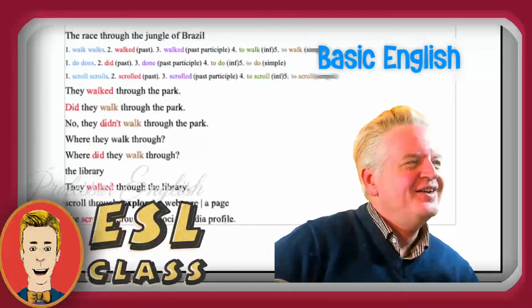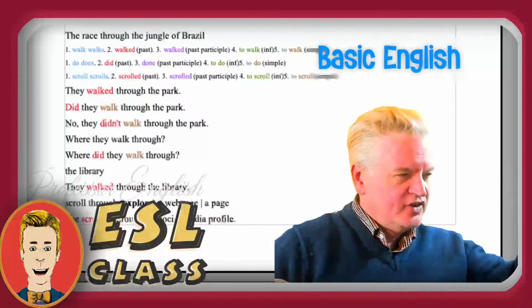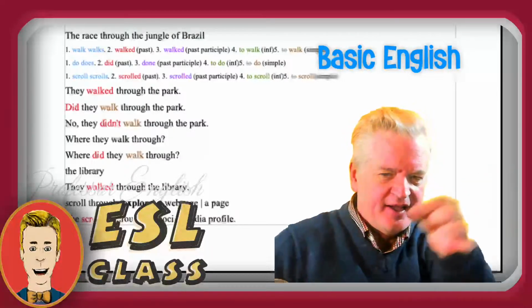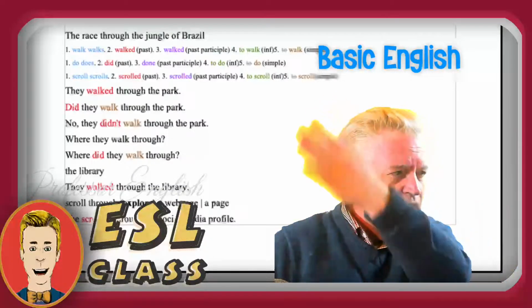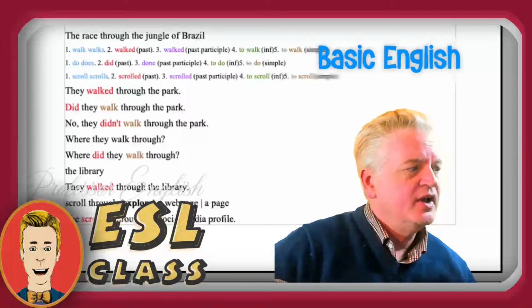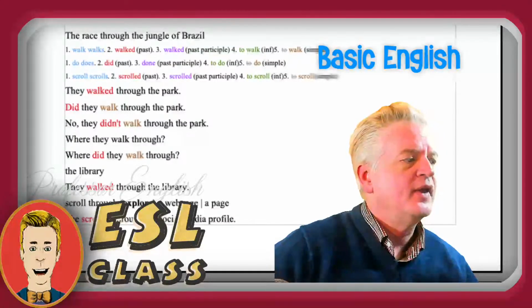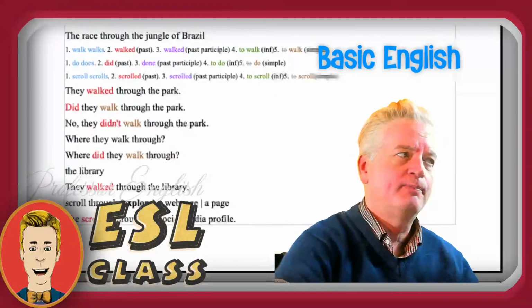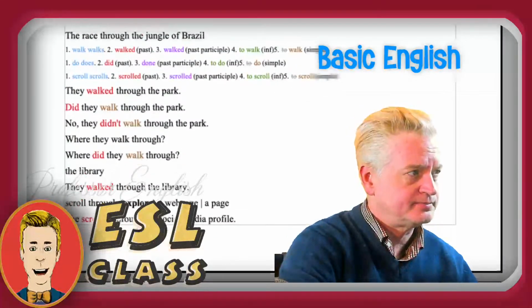Okay. So let's see. They walked through the library. So they started at one point and then they went to the other side. That's the answer. They didn't walk through the park. They walked through the library.